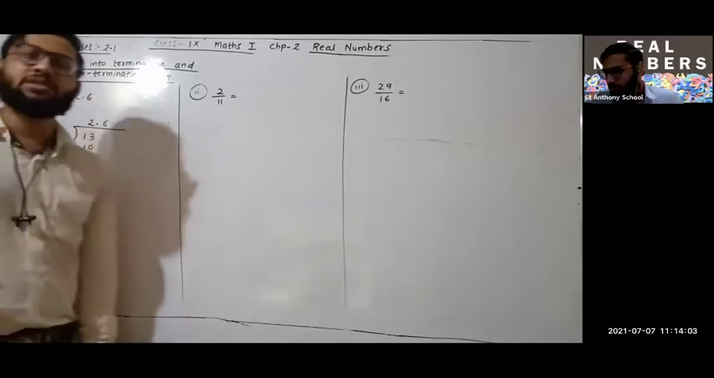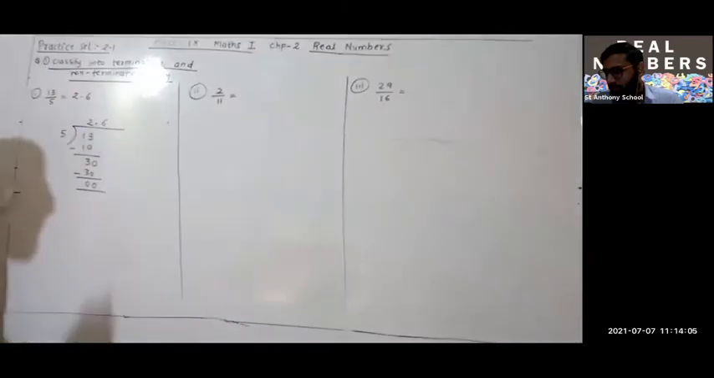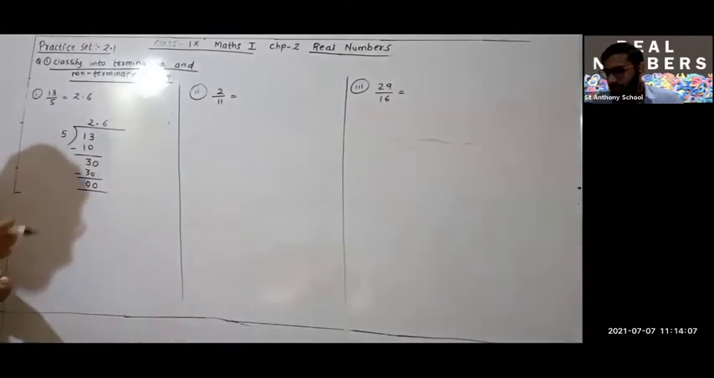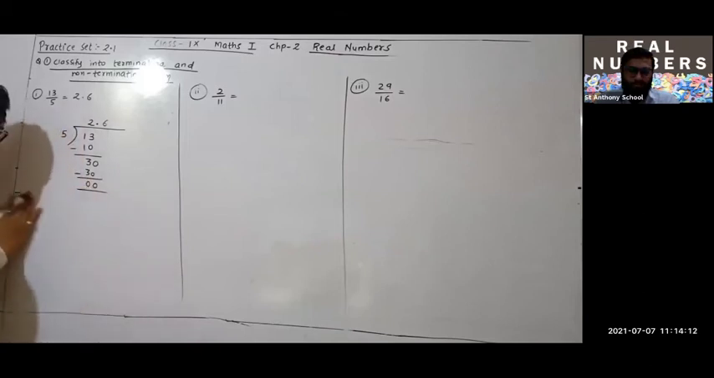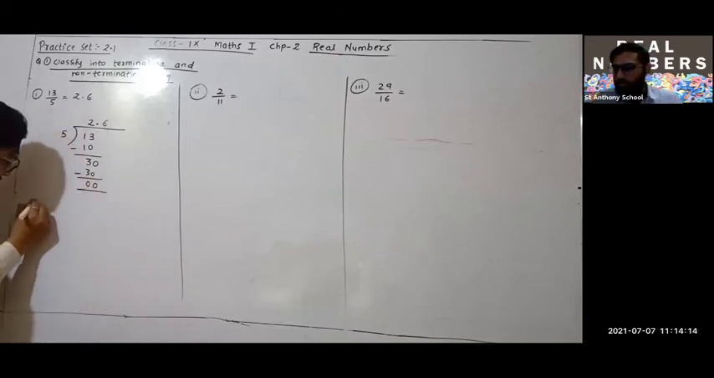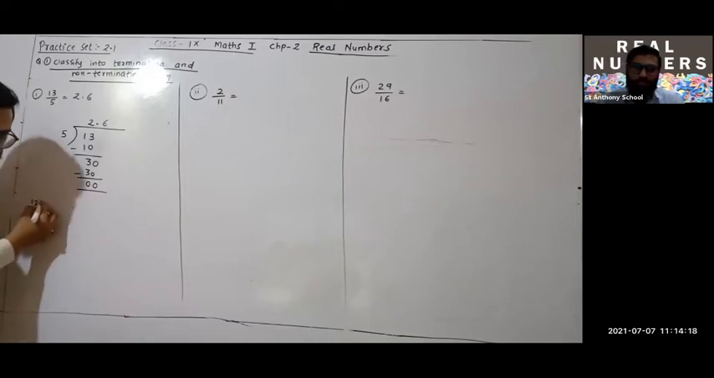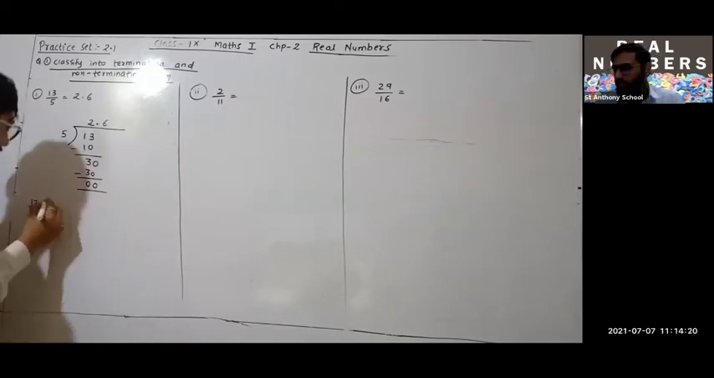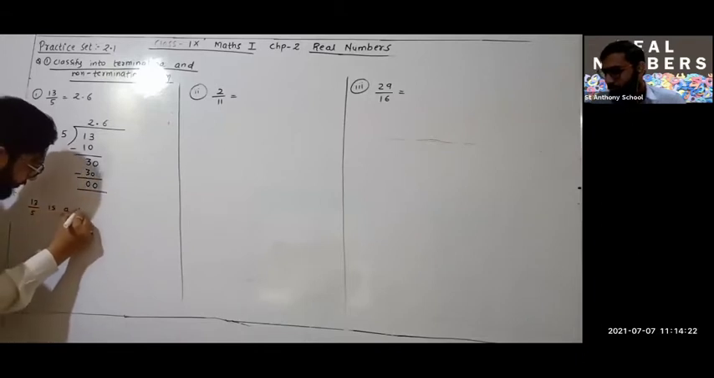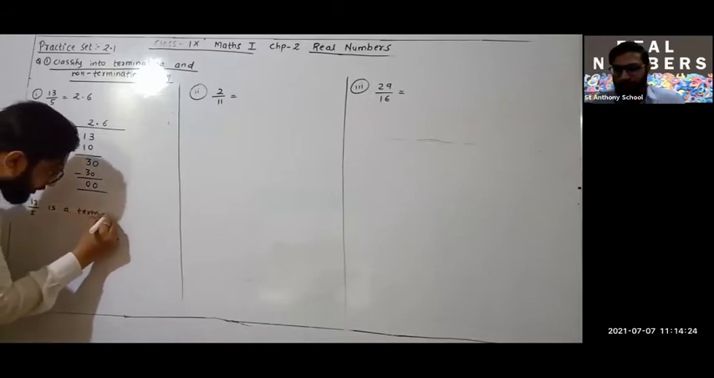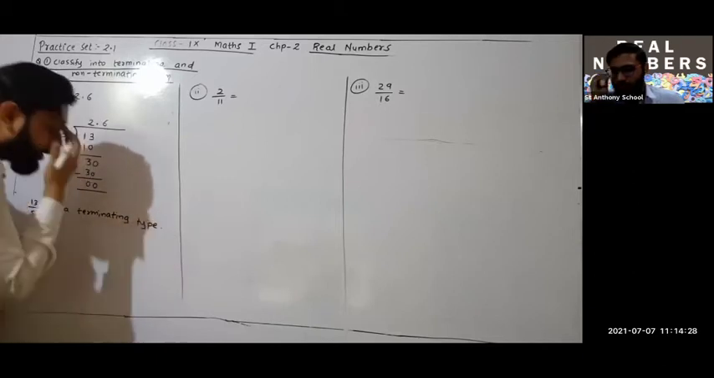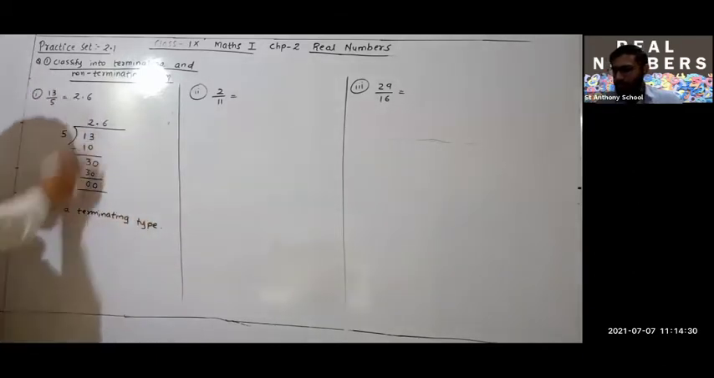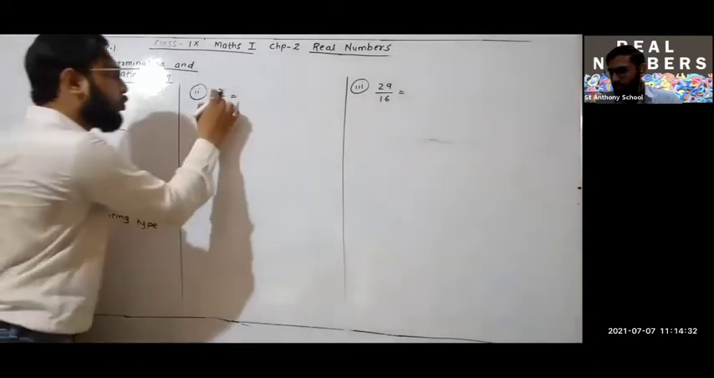Tell me whether this is terminating or non-terminating. Did it end or is it continuing? Obviously it stopped at 2.6, you got 0. So we can say that 13 upon 5 is what? Terminating, non-terminating. So it is a terminating type. I hope guys this is very much clear to you. Okay, this part. Now we will move towards 2 by 11.